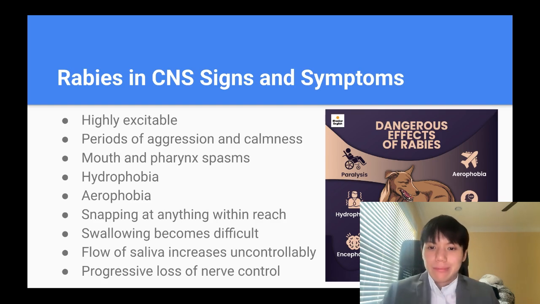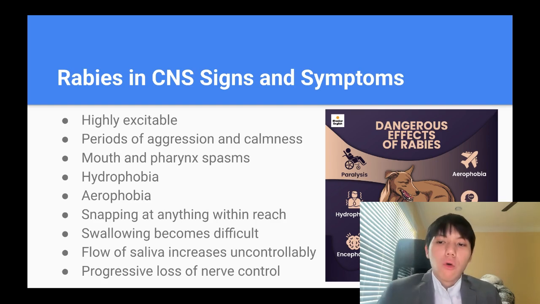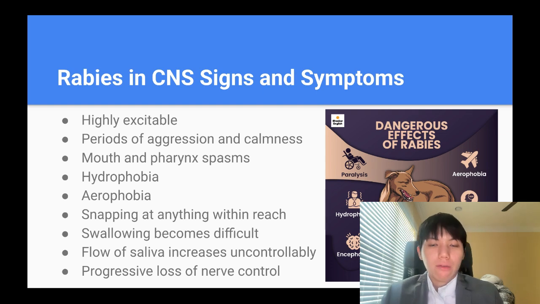we all know. The affected person can become highly excitable, experiencing alternating periods of aggression and calmness. Their mouth and throat also have involuntary painful spasms when they try to swallow water, which is why hydrophobia, the fear of water, tends to develop. They can also experience involuntary painful spasms when they feel air drafts, also developing aerophobia, the fear of air drafts.